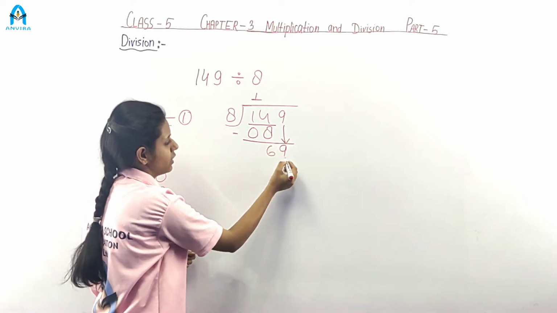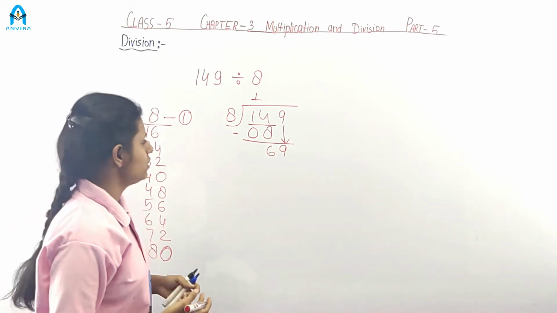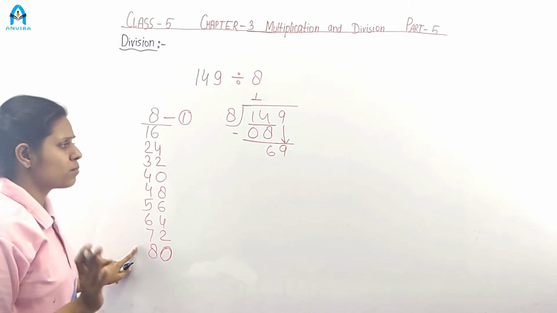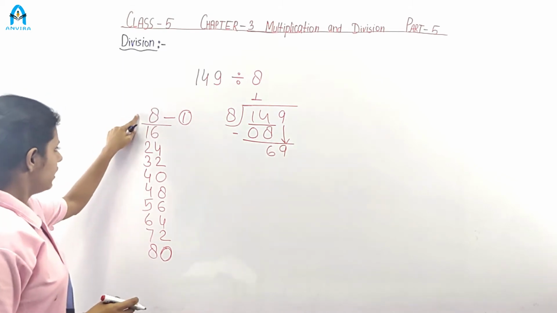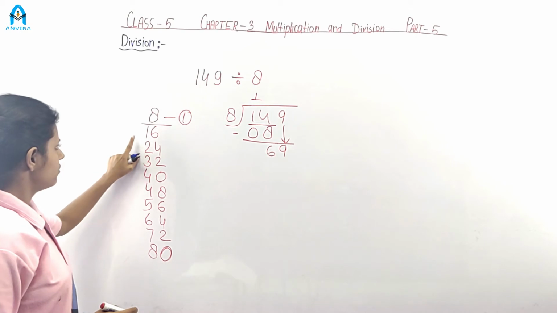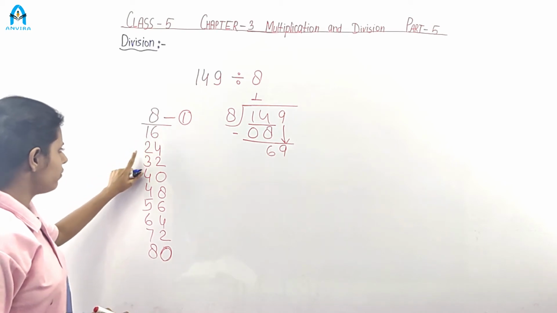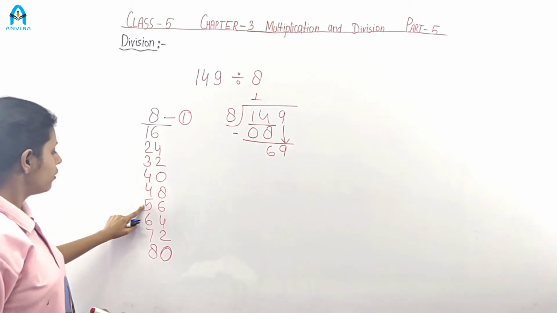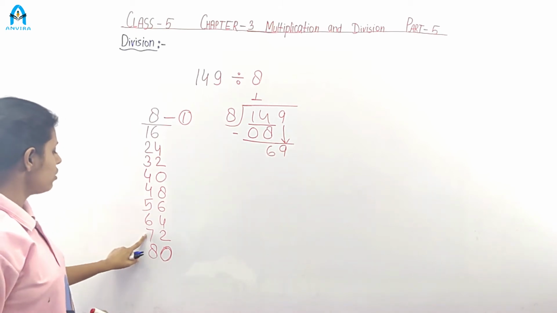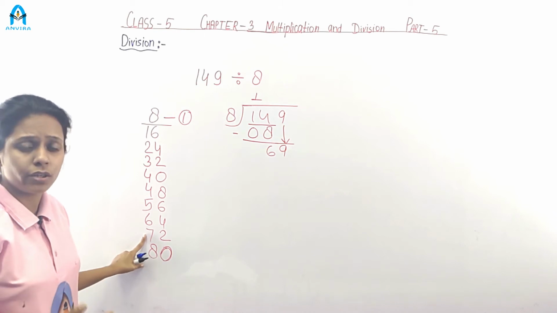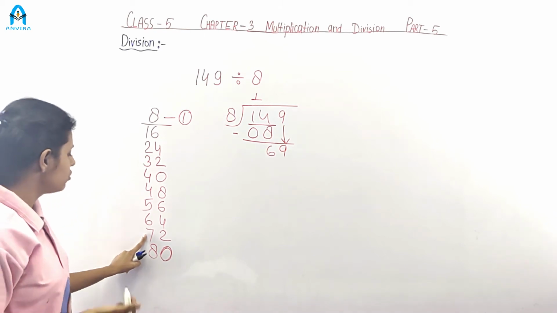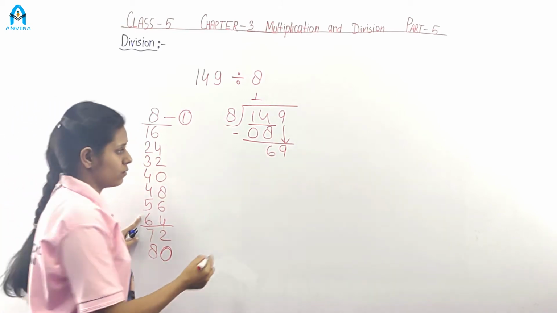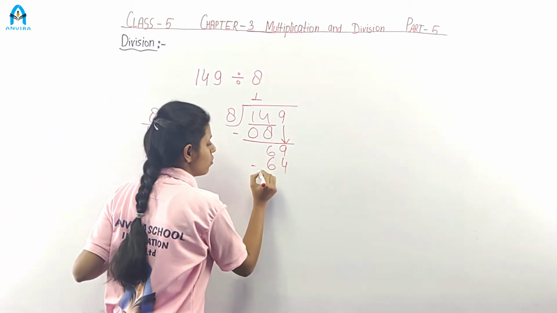Now the next digit is 9 and it becomes 69. Now check, does 69 come? No. So the number smaller than 69 in the table is found as 8, 16, 24, 32, 40, 48, 56, 64, 72. 72 is bigger than 69. So we take this now. This is 64.